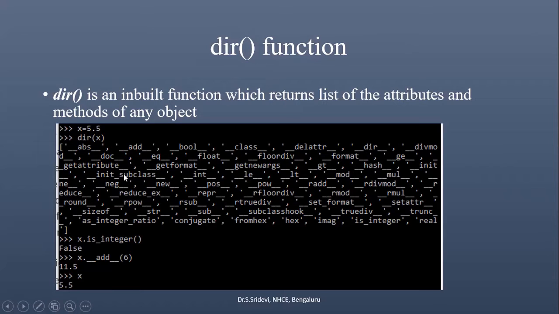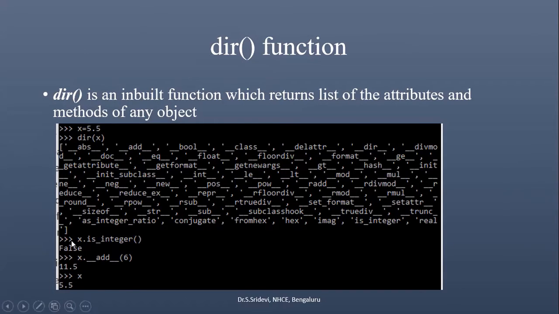We can also call these magic methods with the help of this object reference. So we can call x.__add__, and then I can pass any value as the argument. This function is going to add the value we pass to the existing value. So x has the value 5.5 and I am going to add 6 to this. So the final answer will be 11.5.